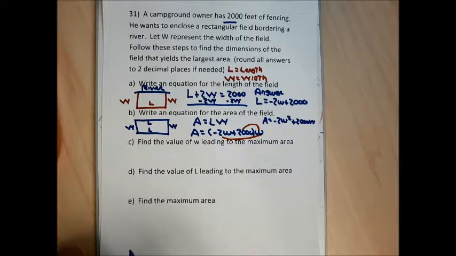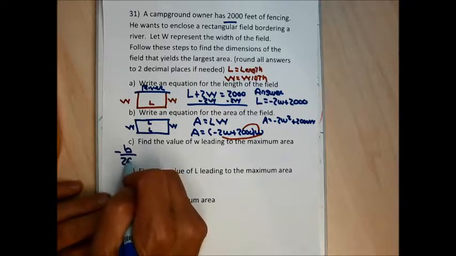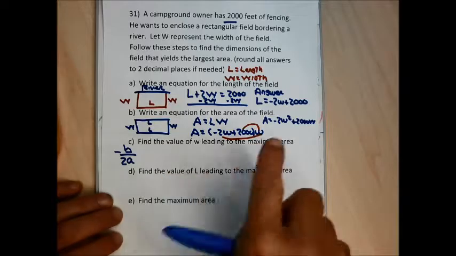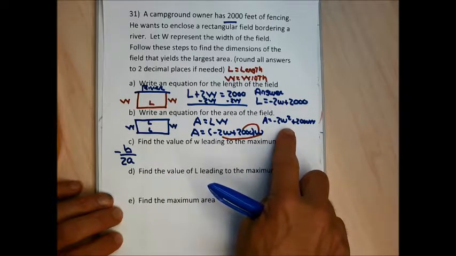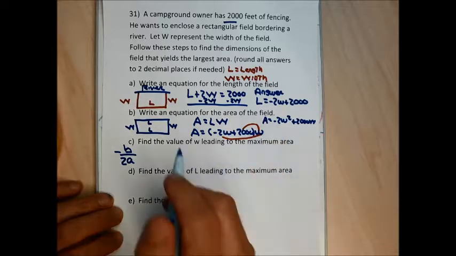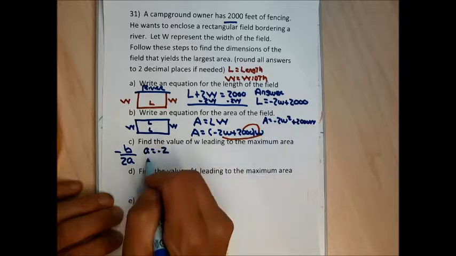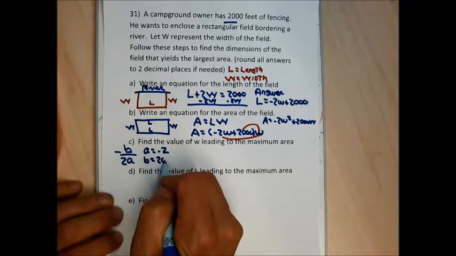That's the area equation. To find the value of W leading to the maximum area, you can do this by graphing, but it's a lot easier using the formula. So I'm going to use the formula negative b over 2a, which is going to give me the vertex of the parabola that's represented in this equation. And the vertex is the maximum point. It's where the width is the width that gives you the maximum area. And for this formula, the a is going to be the number in front of the square term, which is negative 2. The b is going to be the number in front of the first power term, which is 2,000.